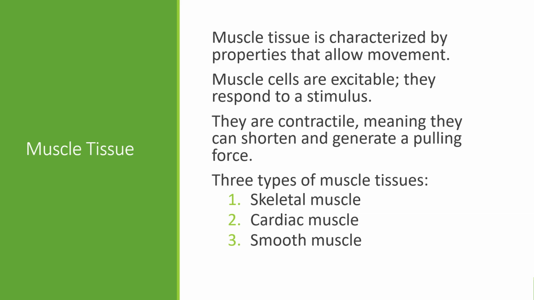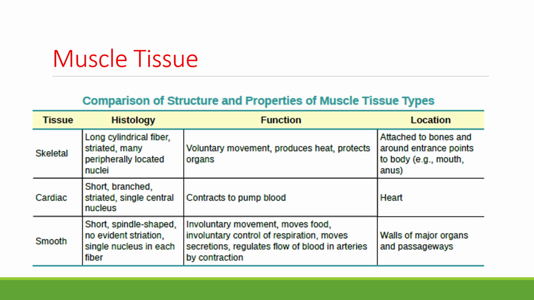There are three types of muscle tissue that we're going to examine here. We're going to look at skeletal muscle, cardiac muscle, and smooth muscle. So here is a little table for you to look at, and it gives you the histology, what they look like, what the function of them is, and where we would find them. You can refer back to this to make sure you got everything.